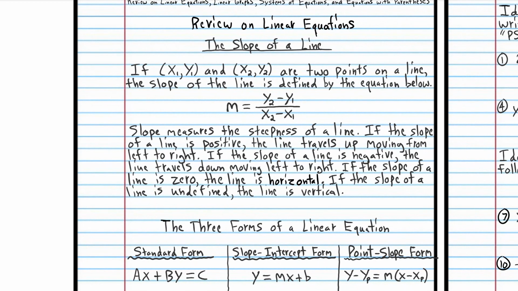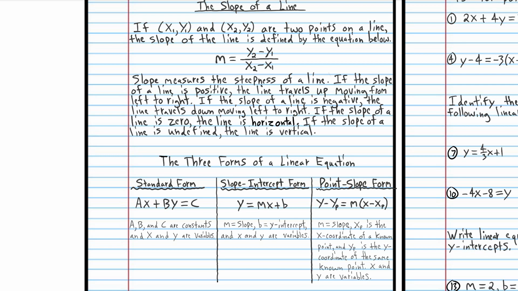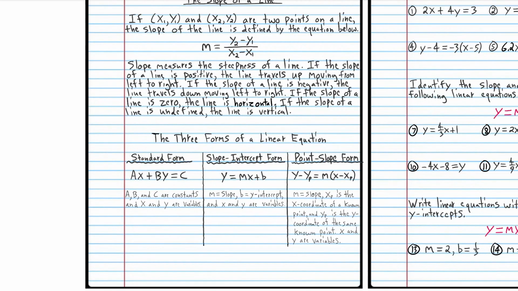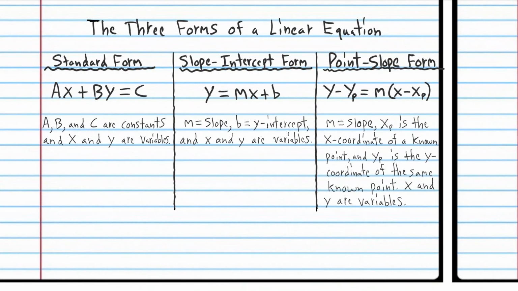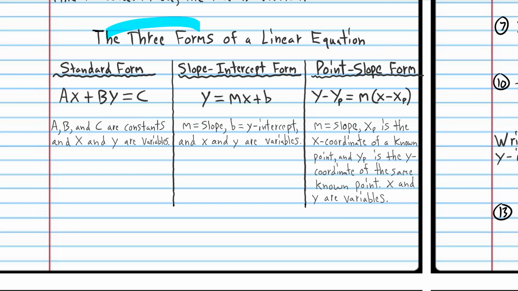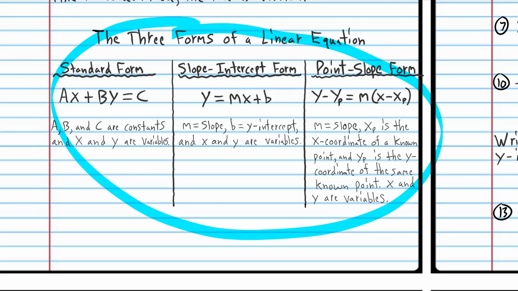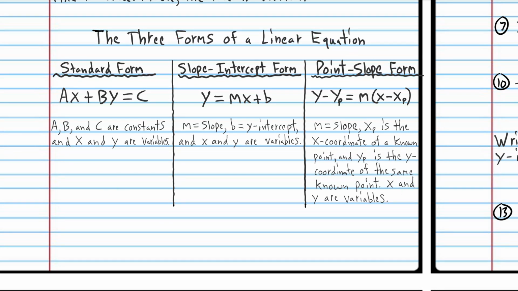And this is the formula that you're going to use to find the slope given 2 points on the line. And we're going to go over that more later on. These are the 3 forms of linear equations. These are extremely important forms that all students need to learn.